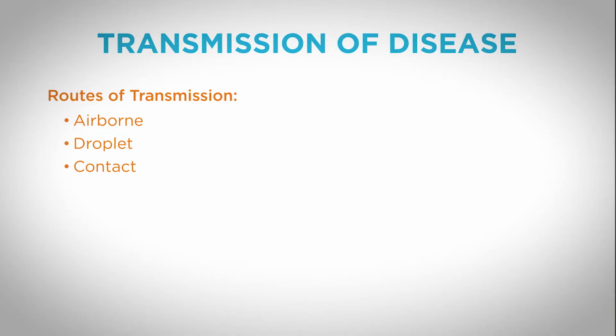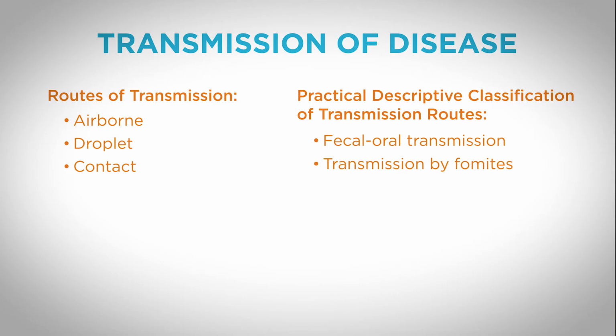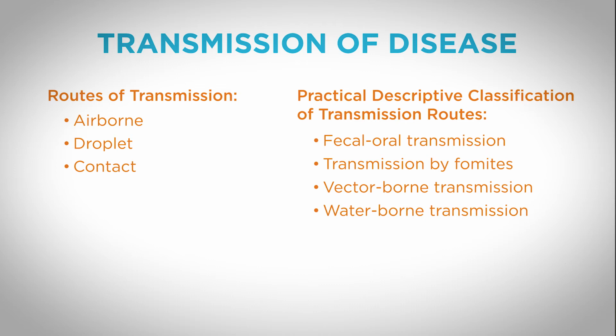Now, if we look at the practical way of classifying routes of transmission, we look at several. We look at fecal-oral transmission. We look at transmission by fomites, where you have an inanimate object that is contaminated with the infectious agent, and that comes in contact with the host. We look at vector-borne transmission, where you have some other intermediate agent that carries the infectious agent. For example, flies, mice, rodents, birds. Then we have waterborne transmission, which is self-explanatory. That's when the infectious agent is, for example, in the water that the animal drinks.